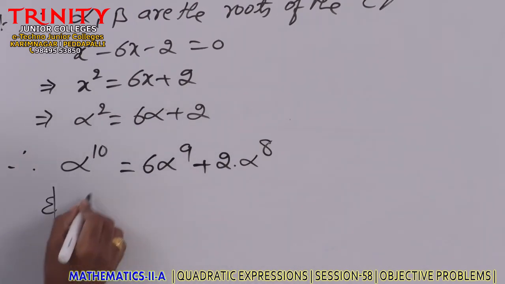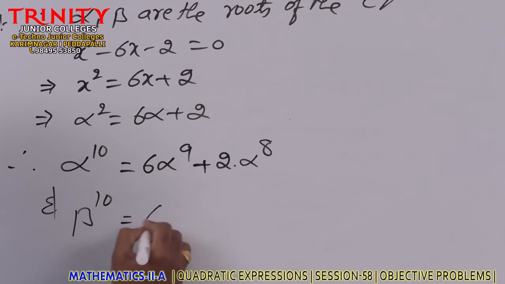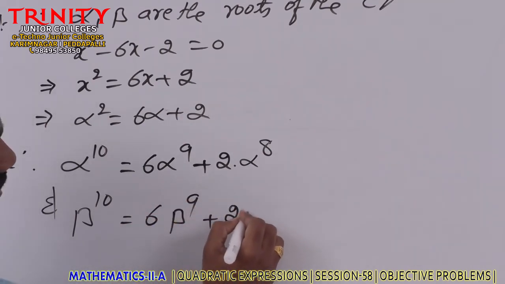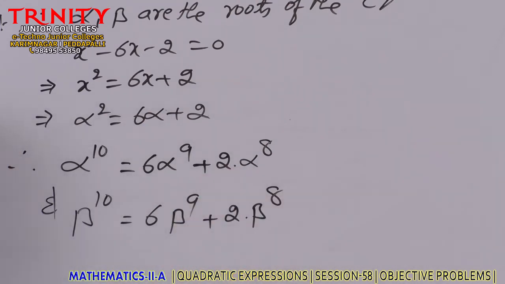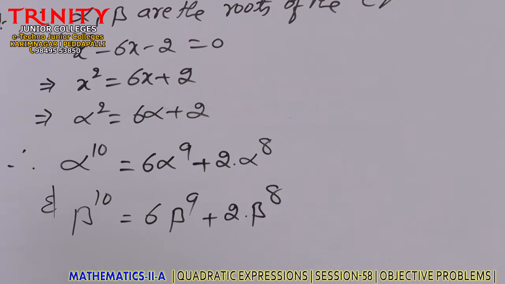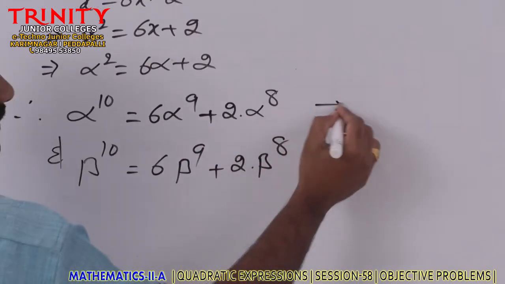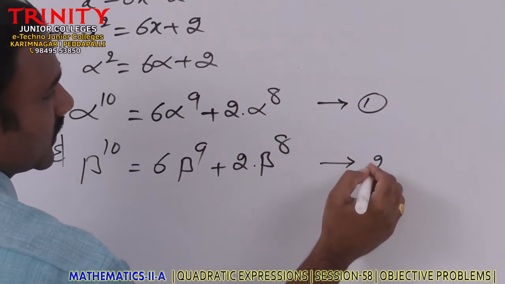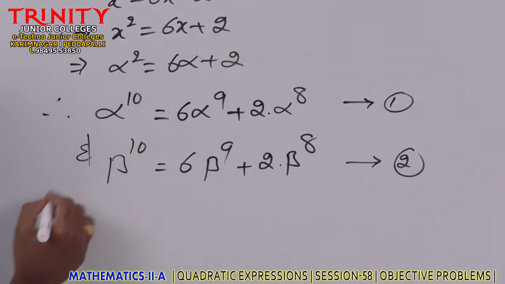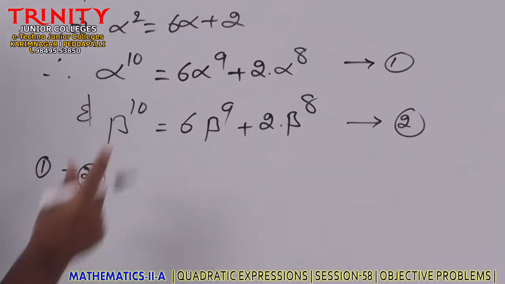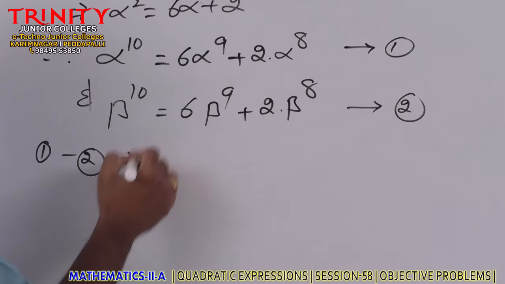And we can write beta power 10 as 6 into beta power 9 plus 2 into beta power 8. Now we got the value of alpha power 10 and beta power 10. This is equation 1 and this is equation 2. Equation 1 minus 2, subtract these two equations.